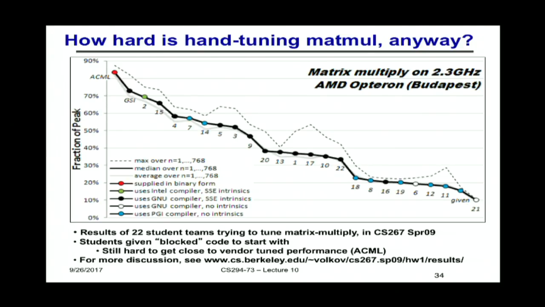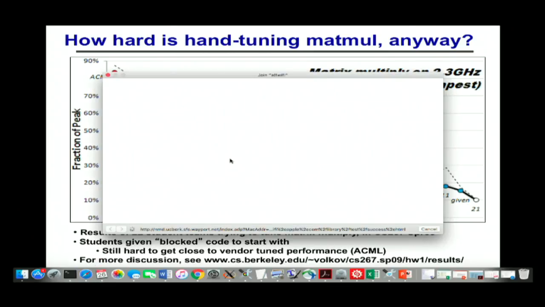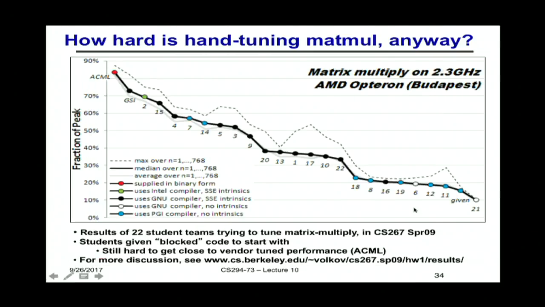And then they compete. So the picture shows the different performance of different teams. They are numbered from 1 to 22, I think. In this experiment, in the beginning, every team is given a blocked code to start with. So that's your baseline code, which is given. It's not the 3-nested loop. It's already a blocked version of the matrix multiplication code. So it's a reasonably good code. And even for that code to start with, you get about 10% of the machine peak.